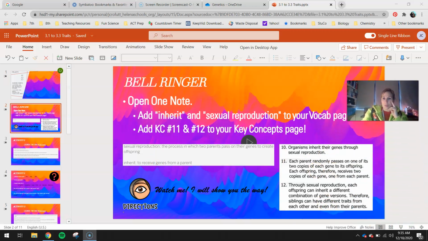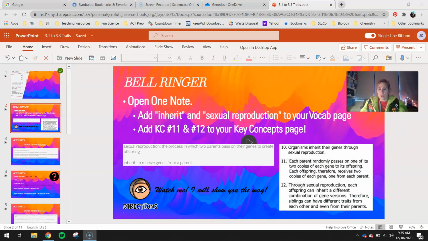Key concept number 10: organisms inherit their genes through sexual reproduction, which is basically the vocab you just had. Key concept number 11: each parent randomly passes on one of its 2 copies of each gene to an offspring. Each offspring, therefore, receives 2 copies of a gene, 1 from each parent. So I have 2 copies of my eye color gene, okay? If I were to have kids, I could pass down either this copy or this copy. Maybe they're both the same. Maybe I have 2 genes that give me brown eyes, but maybe I have a brown eye and a blue eye one. Brown is dominant over blue. I could either pass down the brown or I could pass down the blue. We'll get into that a little more when we talk about Punnett squares.